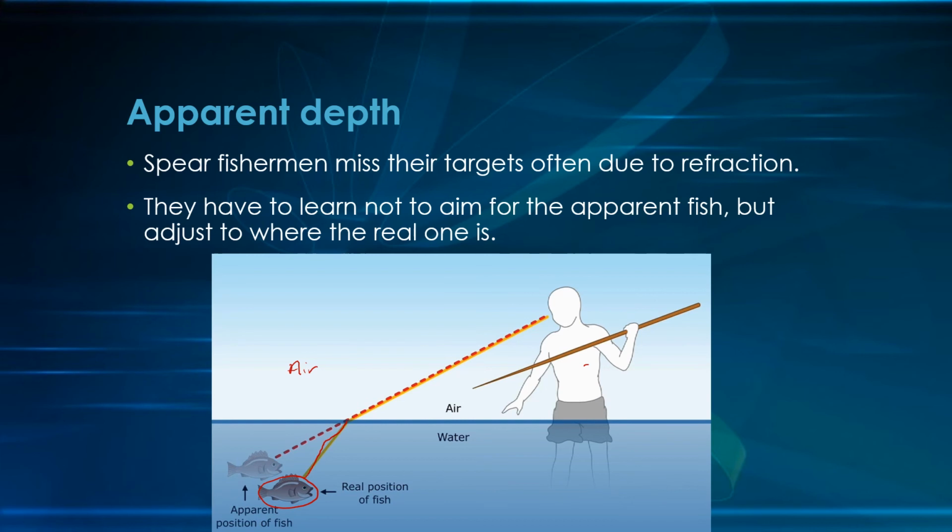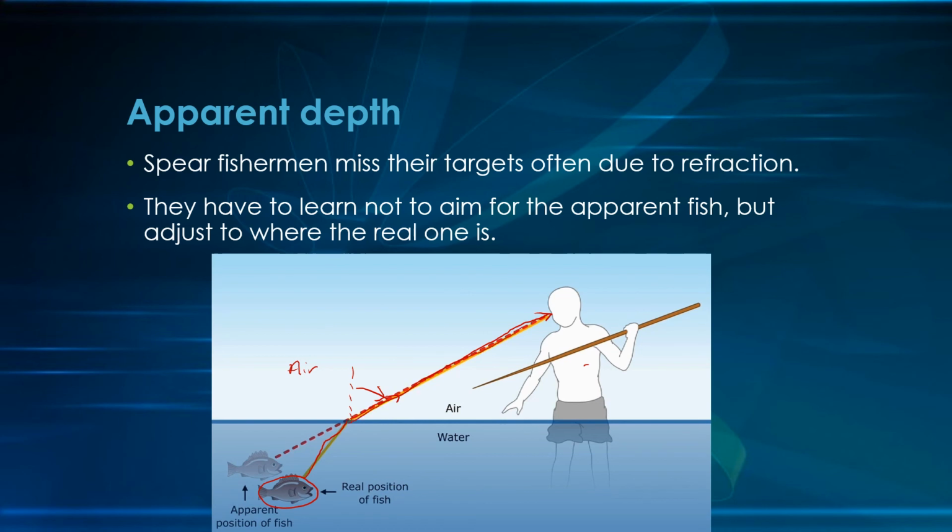Now air is less dense than water, so if we draw in our imaginary normal line, the refraction of this light will be away from that normal line, like so. And this light ray will travel into the eyes of the fisherman. Now the fisherman's brain does not interpret this as refraction happening. The fisherman's brain assumes the light is traveling in a straight line.